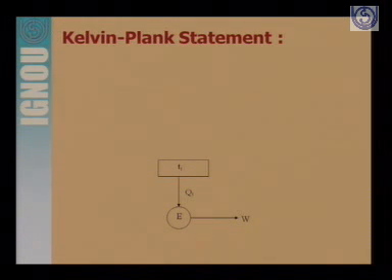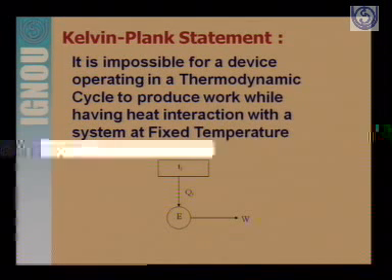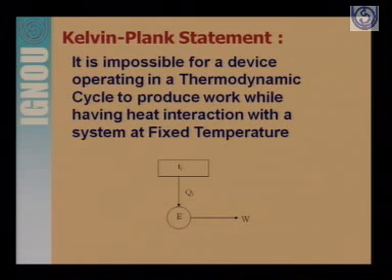Here you see, while discussing the second law of thermodynamics, we can define the second law of thermodynamics with the help of our experience. There are two important statements which define the second law of thermodynamics. One is the Kelvin-Planck statement, and second one is the Clausius statement. The Kelvin-Planck statement relates to the heat engine, direct heat engine, and the Clausius statement relates to the reversed heat engine. So the Kelvin-Planck statement says that it is impossible for a device operating in a thermodynamic cycle to produce work while having heat interaction with a system at fixed temperature.